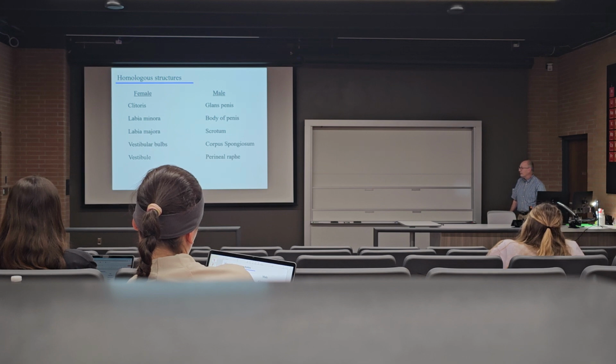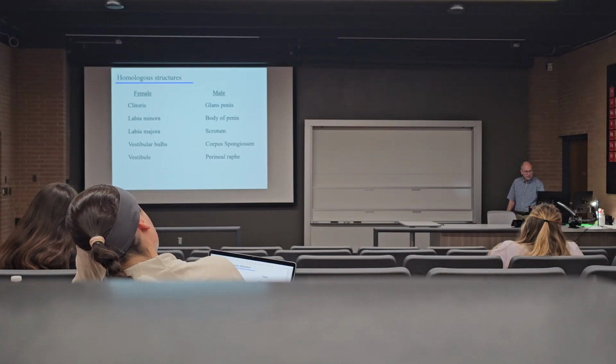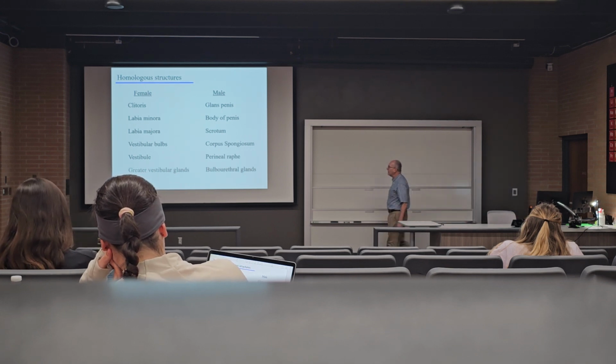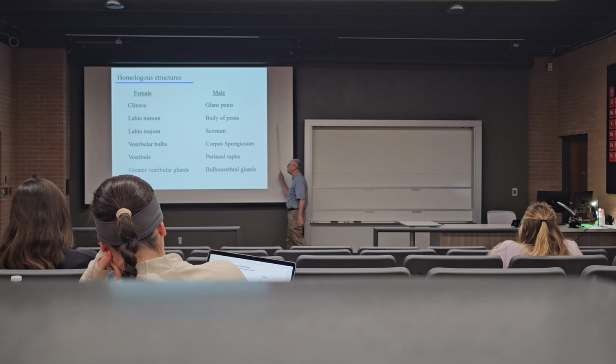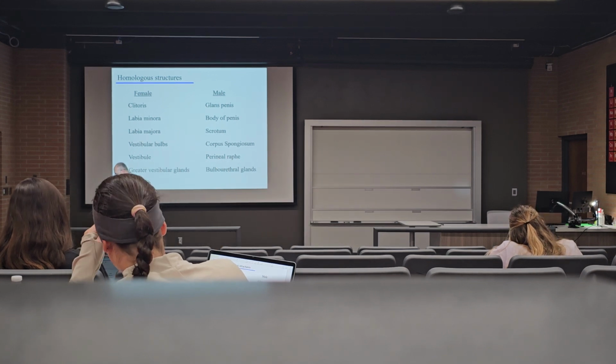The greater vestibular glands turn into the bulbourethral glands, and the vestibule turns into the perineal raphe. So the perineal raphe becomes something in the male, and it becomes a vestibule in the female. So again, if you have testosterone, these structures form. If you don't, these structures over here form.